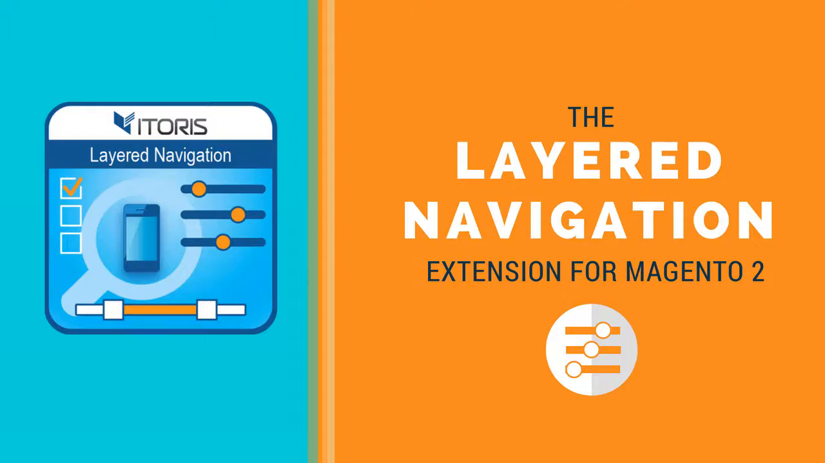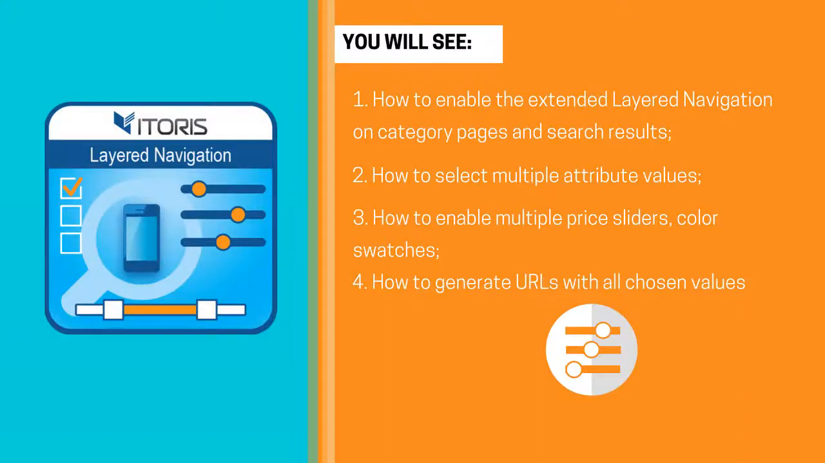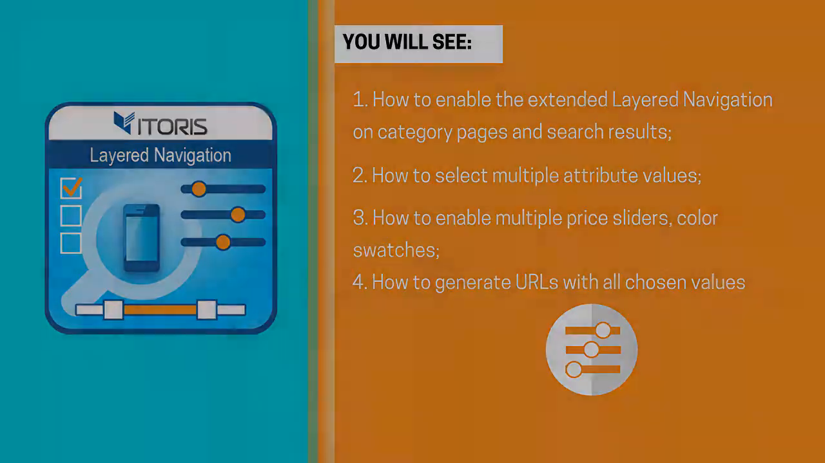Welcome to the video tutorial for the layered navigation extension for Magento 2. You will see how to enable the extension on front end, expand certain attributes by default, show the price slider, display the advanced product count in brackets, and generate URLs that include all chosen attribute values.